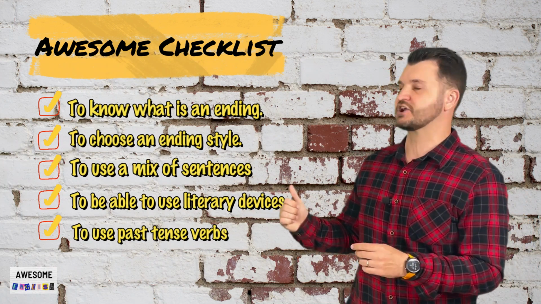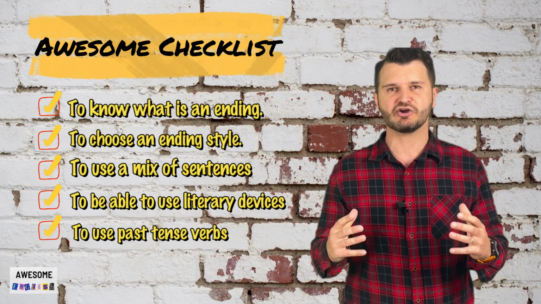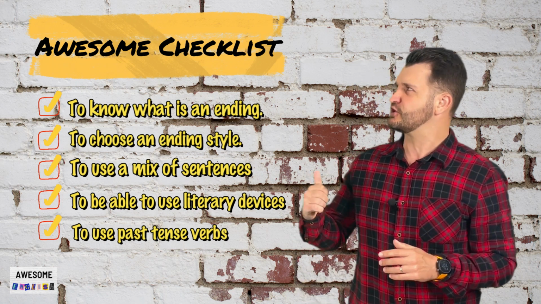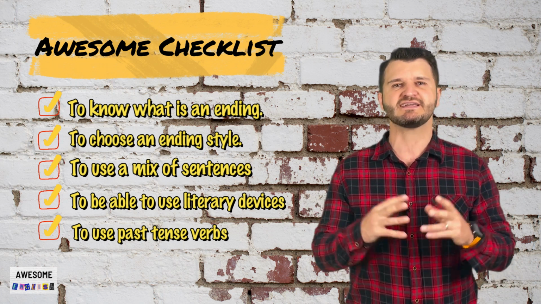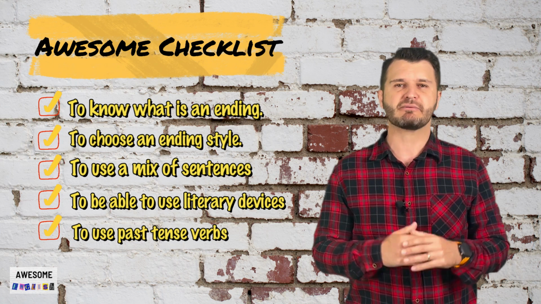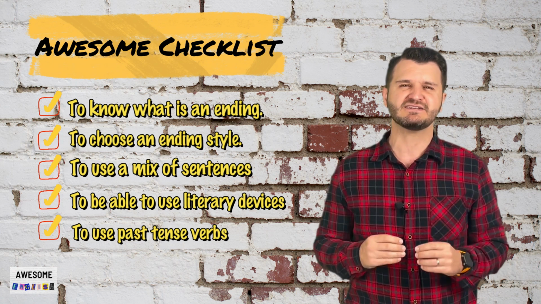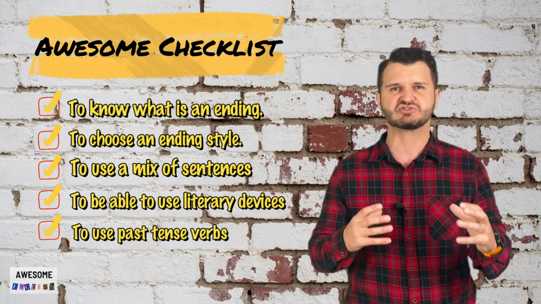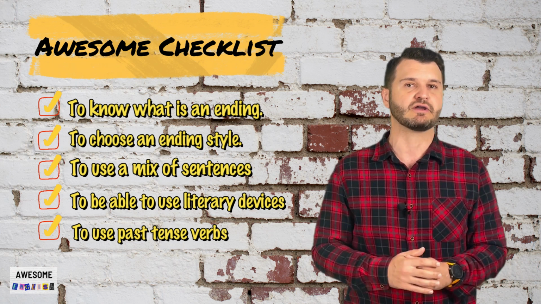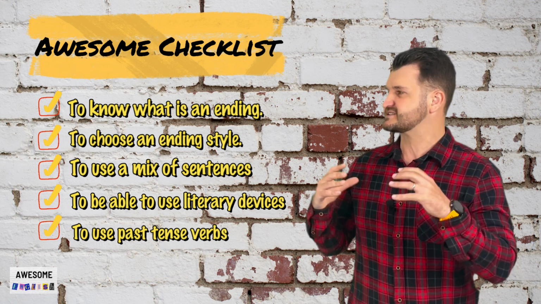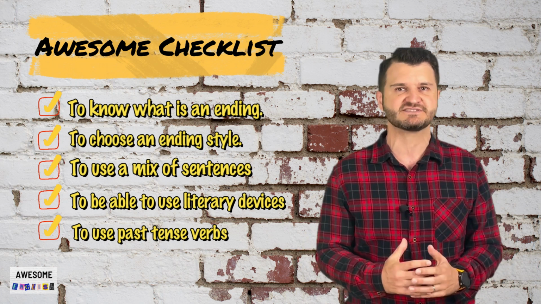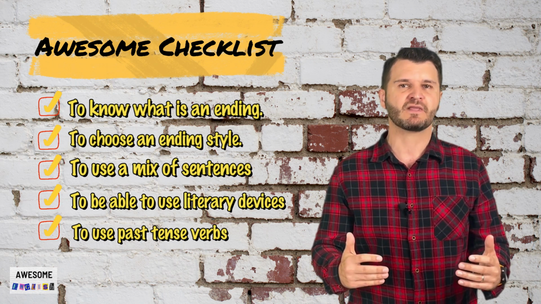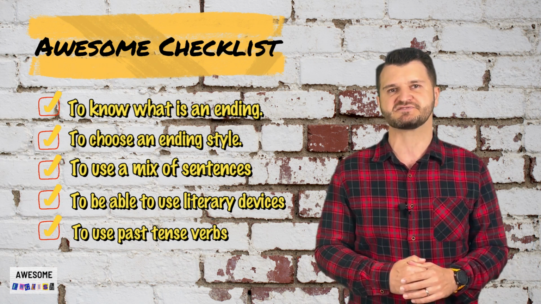Welcome to our awesome checklist for today's lesson. These are the learning objectives we want to achieve. It's our roadmap to success. So our first learning objective is to know what is an ending. Then, to be able to choose a really cool ending style. We're going to give you a few different ones to choose from today. So choose which style of ending will suit your story. Then, to be able to use a mix of simple, compound, and complex sentences. To be able to use literary devices to engage the reader. And then finally, to use past tense verbs.